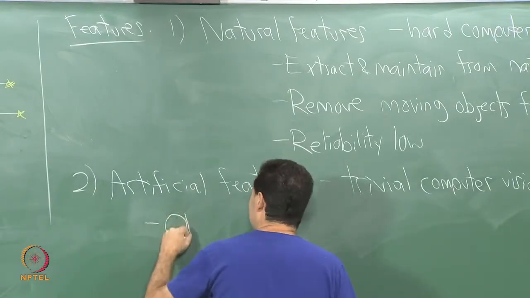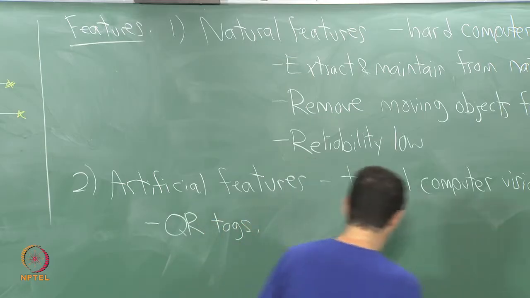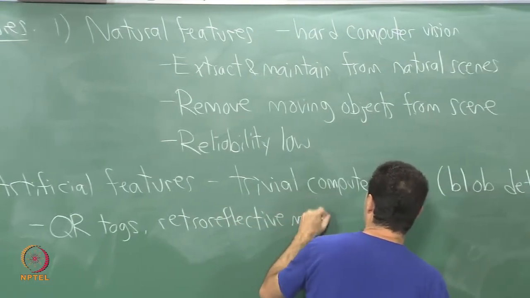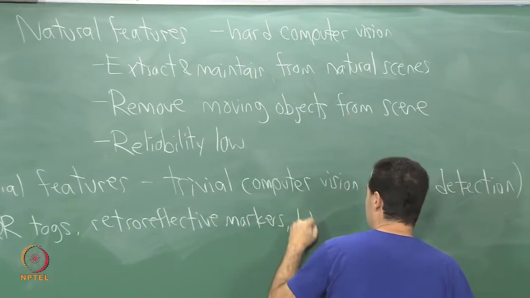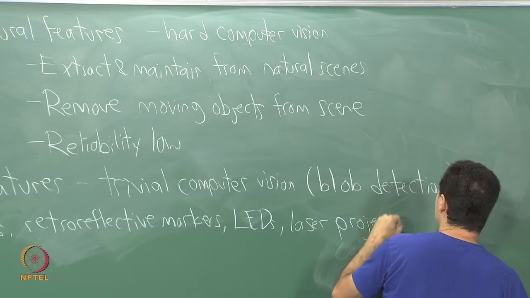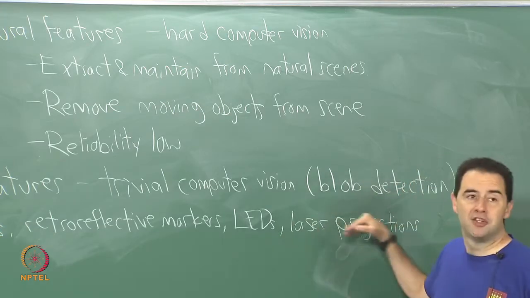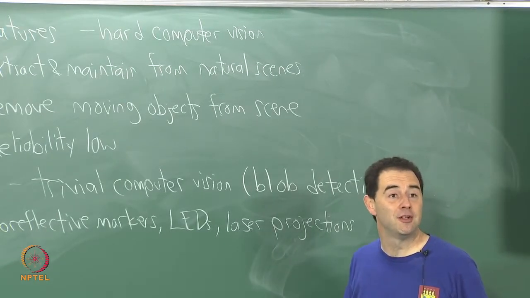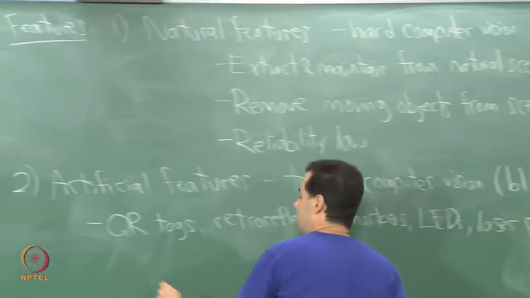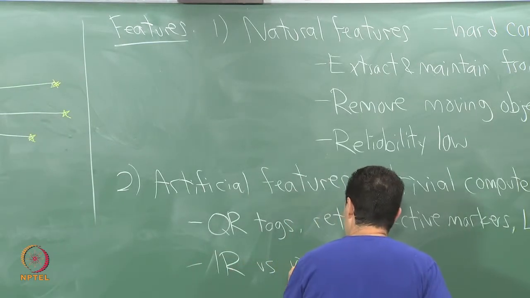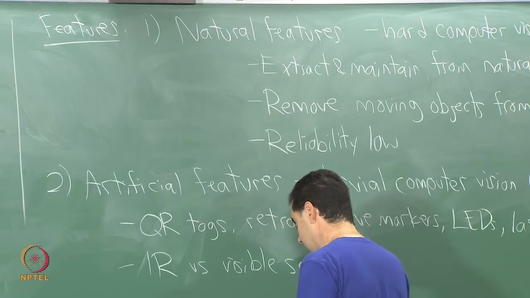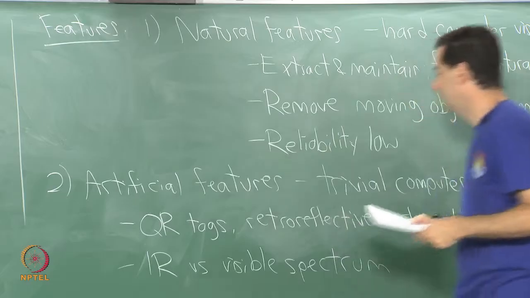So just simply pulling blobs out of an image, but you've designed it so that you have easy to find features. So some examples, you could use what are called QR tags. You could use what are called retroreflective markers. You could use LEDs. Laser projections. Some of these could be designed to work in the infrared spectrum so that they don't interfere with visible light, so that humans tend not to notice them, and there's not a kind of interference that may cause other troubles. So that's the choice you have. You have IR versus visible spectrum. Right, so that's the idea.